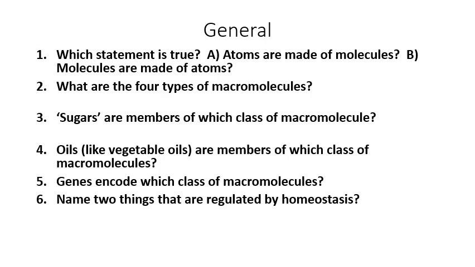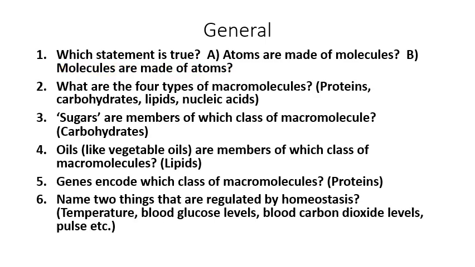Okay, so the answers to these questions. First of all, molecules are made of atoms. Atoms are not made of molecules. Molecules are made of atoms. The 4 types of macromolecules are proteins, carbohydrates, lipids, and nucleic acids. The sugars are classified as carbohydrates, or carbohydrates are commonly called sugars, but it's actually a bit of a misnomer. And oils, fats and oils, are members of the class of macromolecules called lipids.